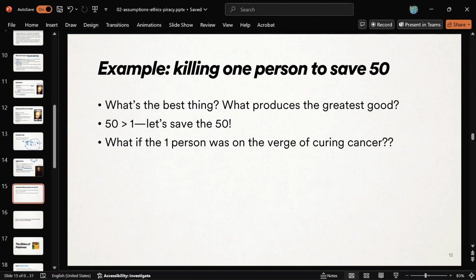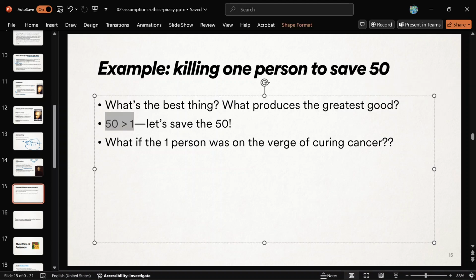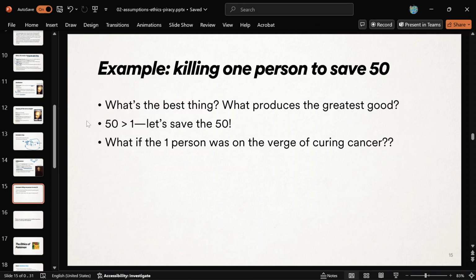It's a very easy answer for utilitarianism because you just weigh, all right, what's the best thing to do? What produces the greatest good for the greatest number? It's like, all right, 50 lives are way better than one life. All right, I'm going to have blood on my hands. Let's go. Let's save the 50 and kill the one. Just problem solved as far as the utilitarians are concerned.